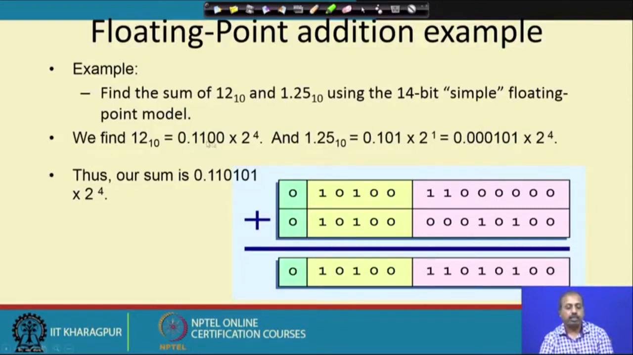Now we add this significant with this significant, getting the significant part as this. So, our overall sum becomes 0.110101 into 2 power 4. Here no adjustment is necessary, because before the decimal we have 0 and after the decimal we have 1. So, no adjustment is necessary.